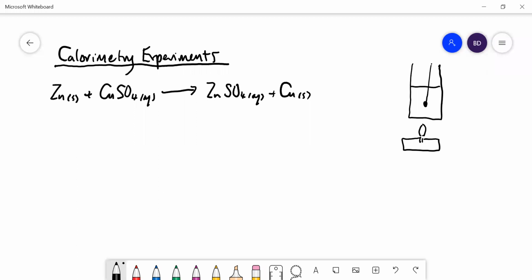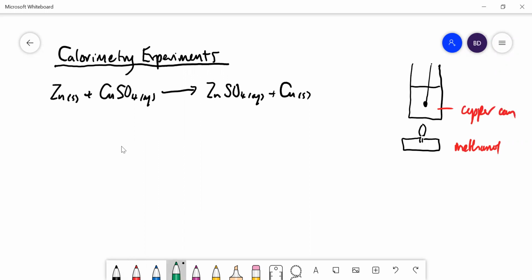Okay, so we are going to have another look at calorimetry experiments. Now we've looked at this one before. We had the methanol in this burner, didn't we? Or you can have ethanol, whatever, and you burn it, and this is a copper can. And you use the two equations.